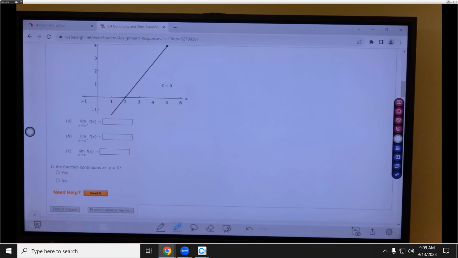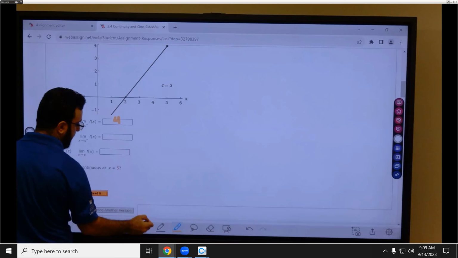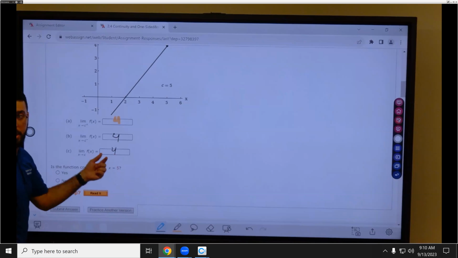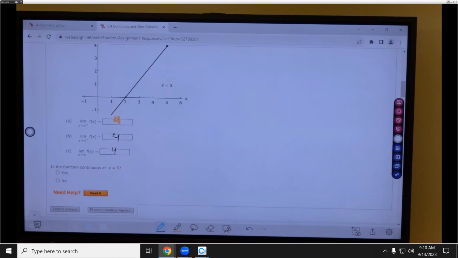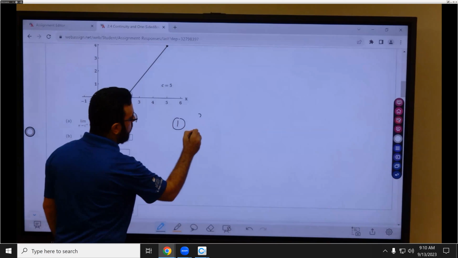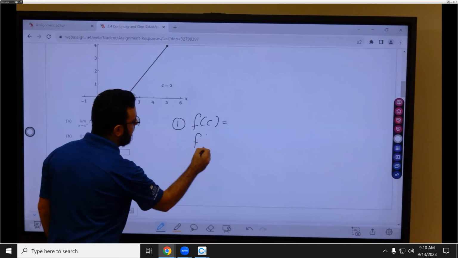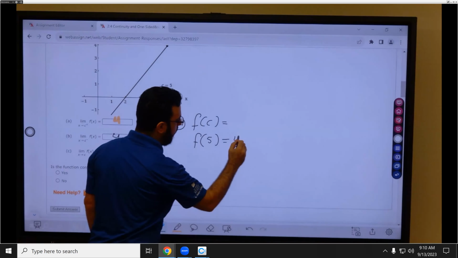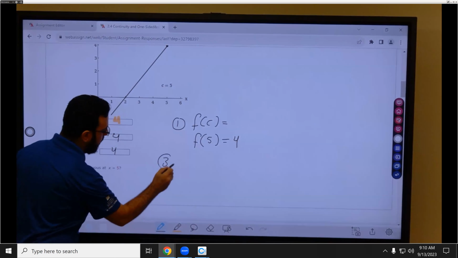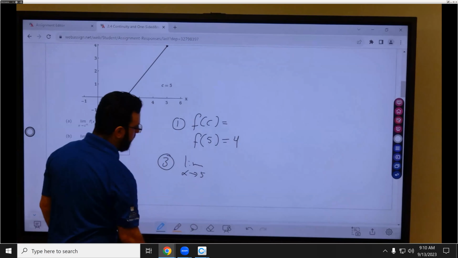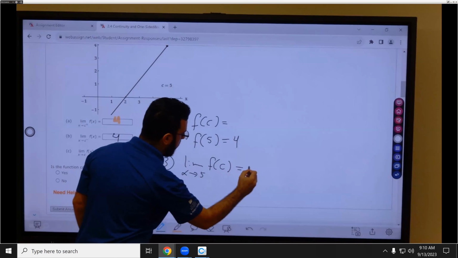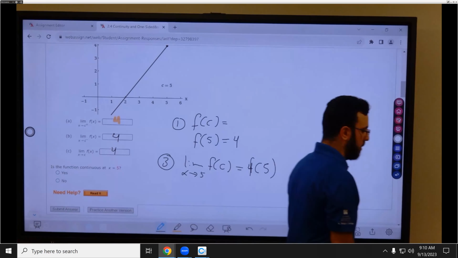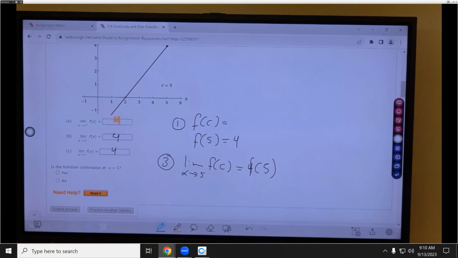We already know the limit equals 4, from the left side and from the right side. Now we have to check the first condition, that f of c exists. That means c is 5. How much is f of 5? Which is the y point, also 4. That means the third condition holds: the limit as x approaches 5 equals f of c, also 4, which is our f of x. For both sides we get 4. That means we satisfy the three conditions.